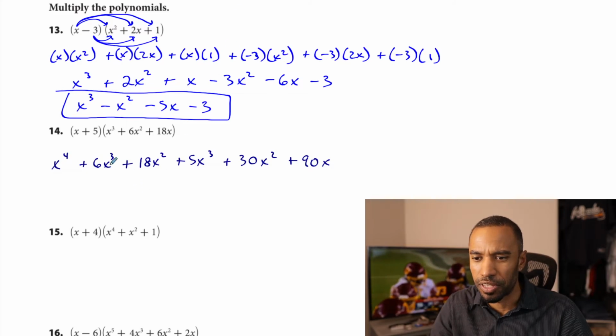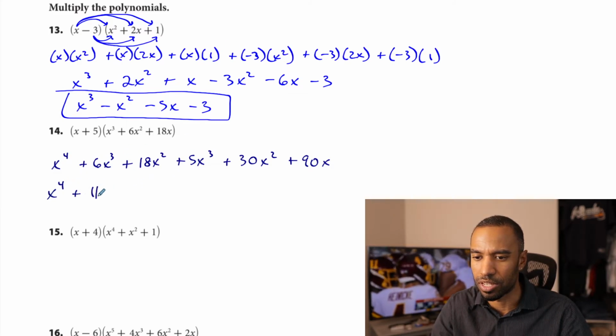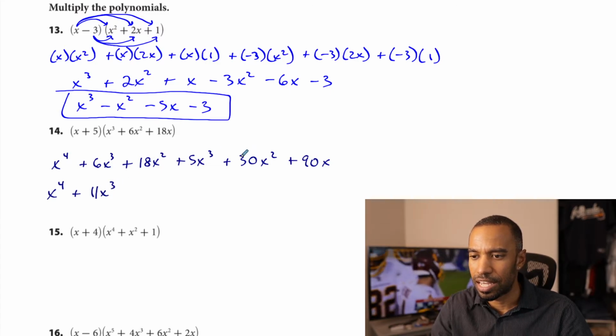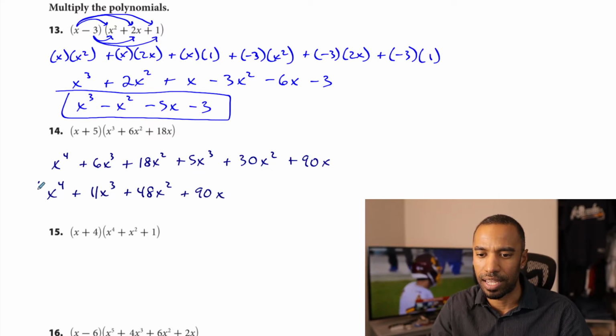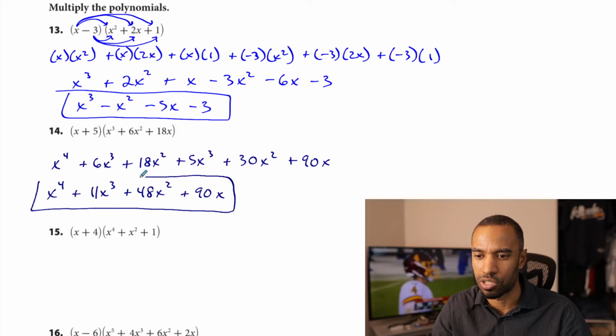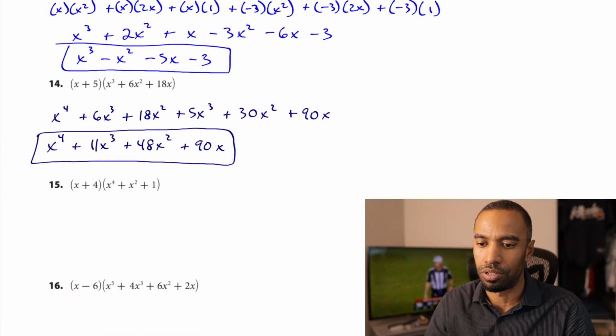Let's see what they were specifically. 6x cubed plus 5x cubed, that's 11x cubed. So x to the 4th plus 11x cubed. 18x squared with 30x squared gets you 48x squared. And then there's a 90x at the end. Once again, trying to get that standard form. X to the 4th, x to the 3rd, x to the 2nd, x to the 1st. And we are good to go.